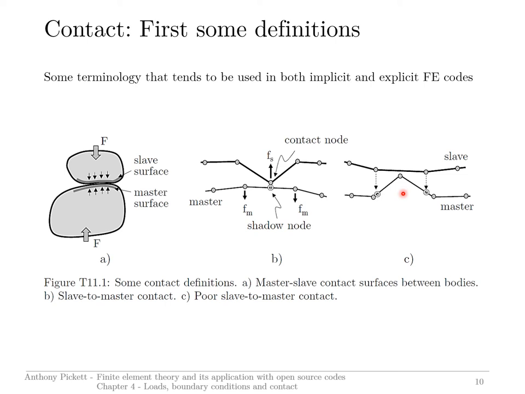So a very quick introduction to these definitions of slave and master surfaces. And as I say, these two surfaces are normally defined in advance, but in some more advanced codes, you could have single definitions where the algorithm will identify all these potential contacts.